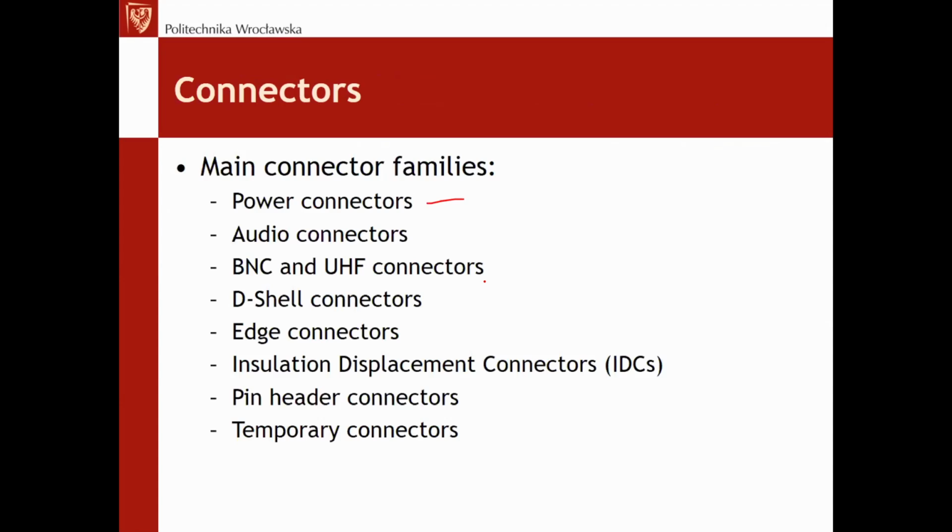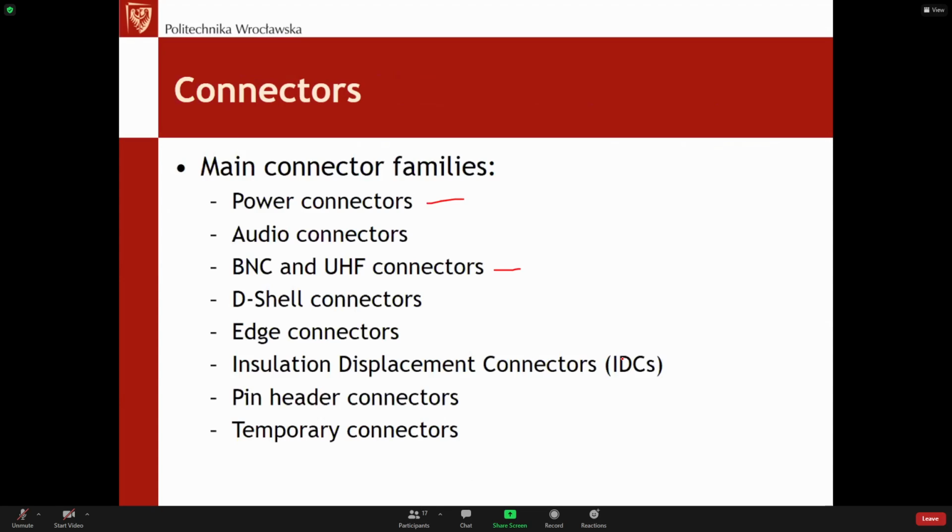Then connectors for supplying audio signals. Also special connectors, they are a special family. Not a very high scale of integration in general, but they have to be quite reliable. Then various high frequency connectors like BNC, TNC, SMA, so various types of connectors. Some examples I will show you already after Christmas. Then D-type connectors, so D-shape, D-type connectors.